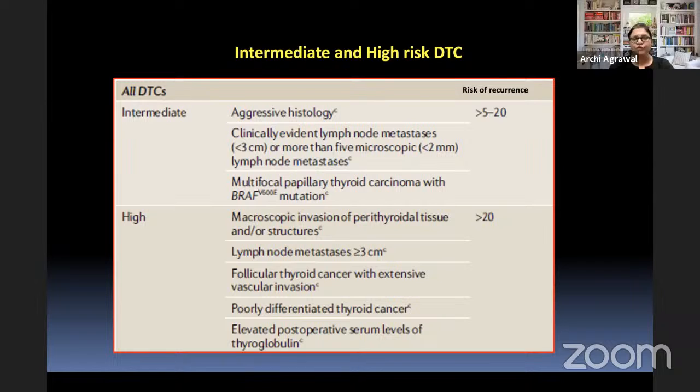High risk, we all know, is when there is extensive or macroscopic invasion of the perithyroidal tissues, when the lymph node size is more than 3 centimeters, where there is extensive vascular invasion, poorly differentiated thyroid cancer, and elevated post-operative serum thyroglobulin levels. All these will come under the high-risk category. So the risk of recurrence in intermediate ranges from 5 to 20%, whereas in high risk, it is more than 20%. So these are the patients who will need radioactive iodine.